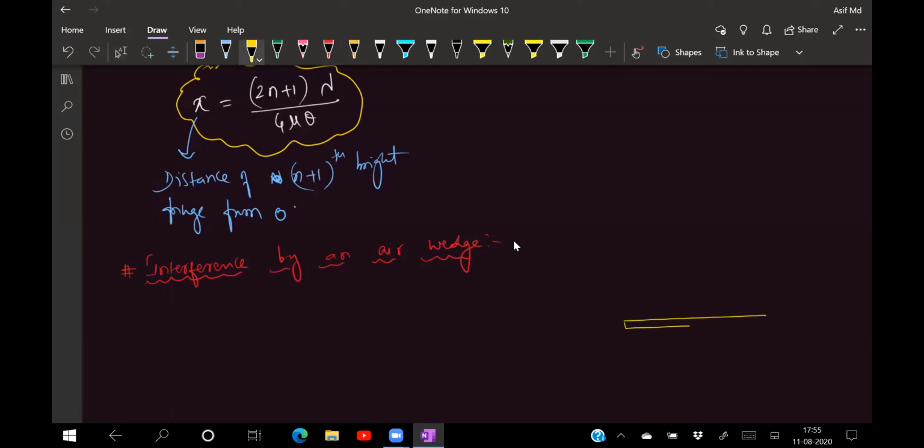Like see here, this is your glass plate, a small glass plate, which is being inclined right now like this.